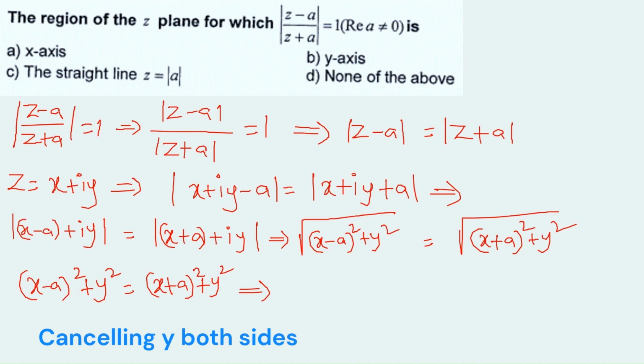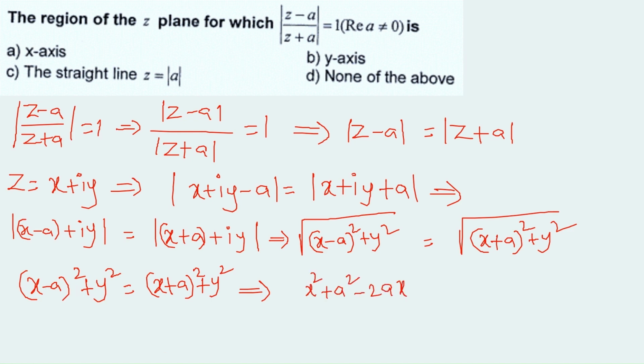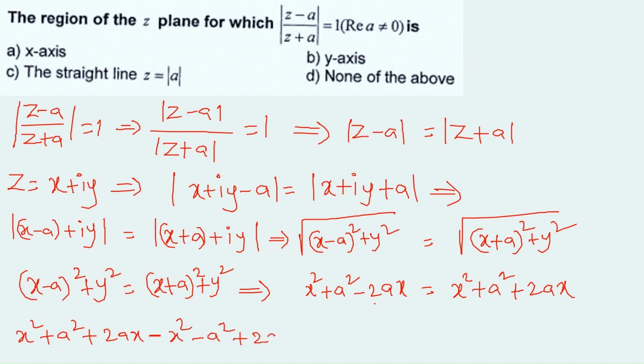Expanding the terms yields x square plus a square minus 2ax is equal to x square plus a square plus 2ax. So sending this term to the other side yields x square plus a square plus 2ax minus x square minus a square plus 2ax equals 0. The x square minus x square and a square minus a square get cancelled. We will have 4ax is equal to 0, that yields x equals 0.